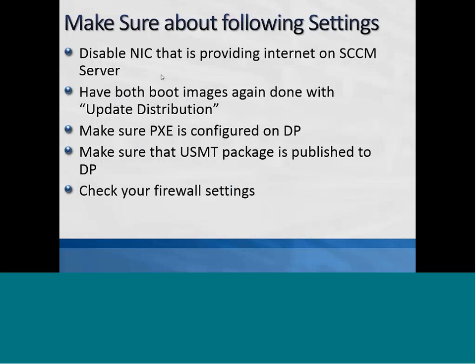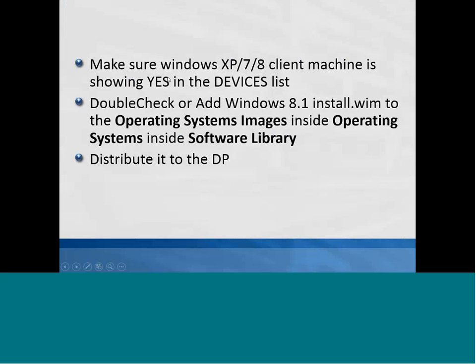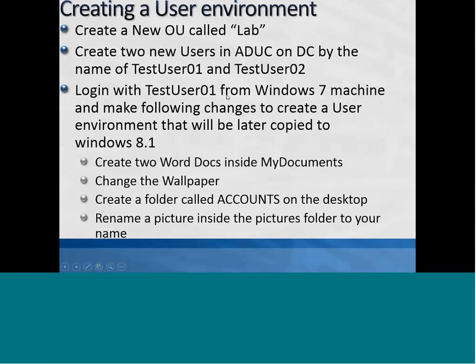While I'm maintaining my Windows 7 machines, let's go to the slide, where I've added the check firewall settings step. They should be off. Let's go next and next. So we need to have a user environment. There are three objects we're going to create in Active Directory Users and Computers. First, we are going to create a new organizational unit called lab, L-A-B. Second, we're going to create two users called test user 01 and test user 02.